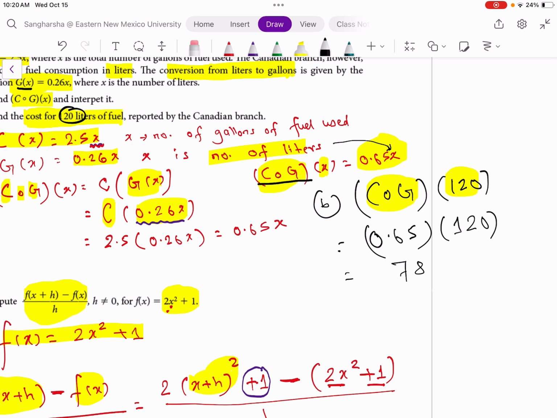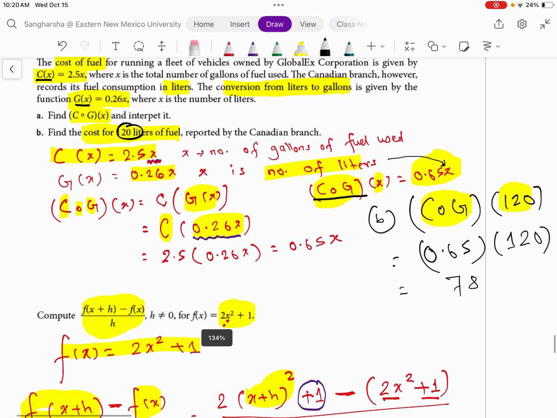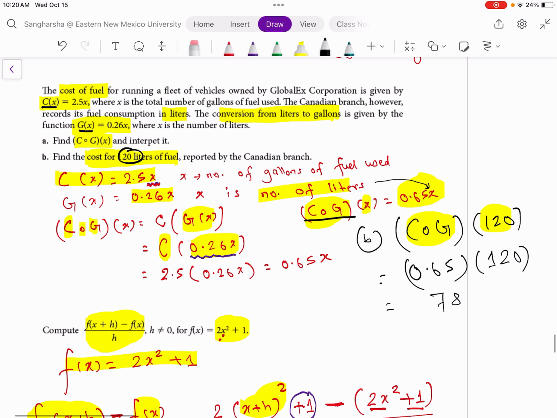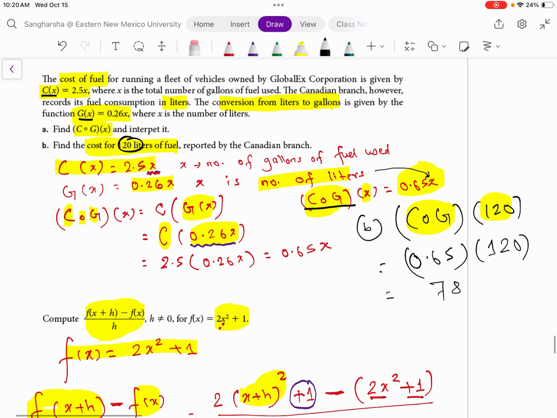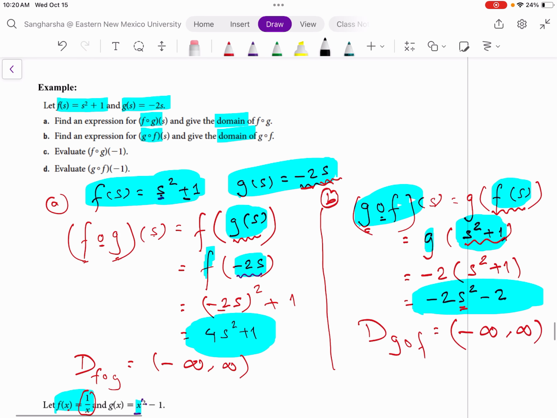Okay, any question up to here? So let me know if you have any question. Yes. Now we have one more problem from this section. Is it from this section or the last section? Page 18. Okay. Now let's go back to page 18.